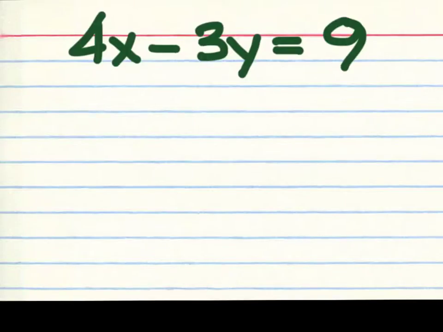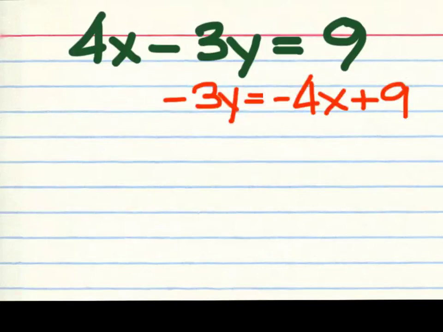Example number 4. 4x minus 3y equals 9. What should I do first? Move the 4x across the equals. Yeah, move the 4x over. And when you do that, it becomes negative 4x. We moved 4x from here over to the right and changed the sign.